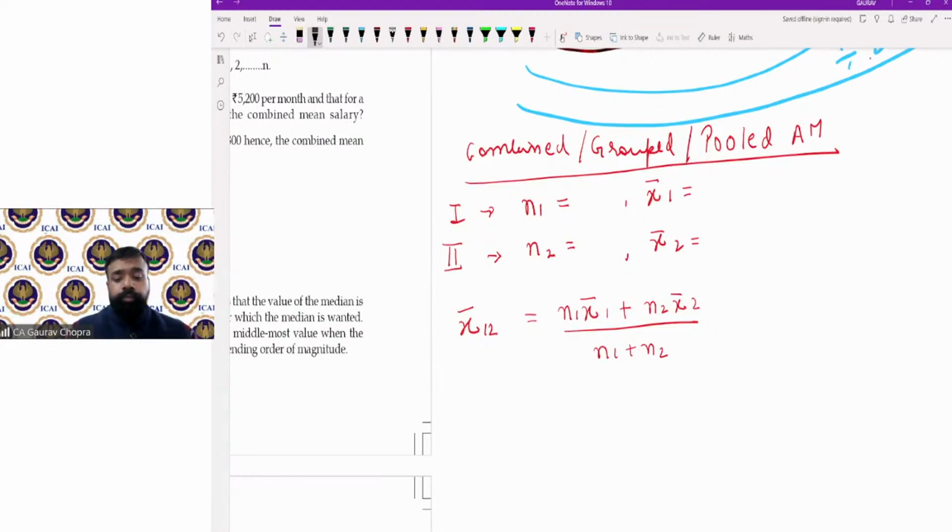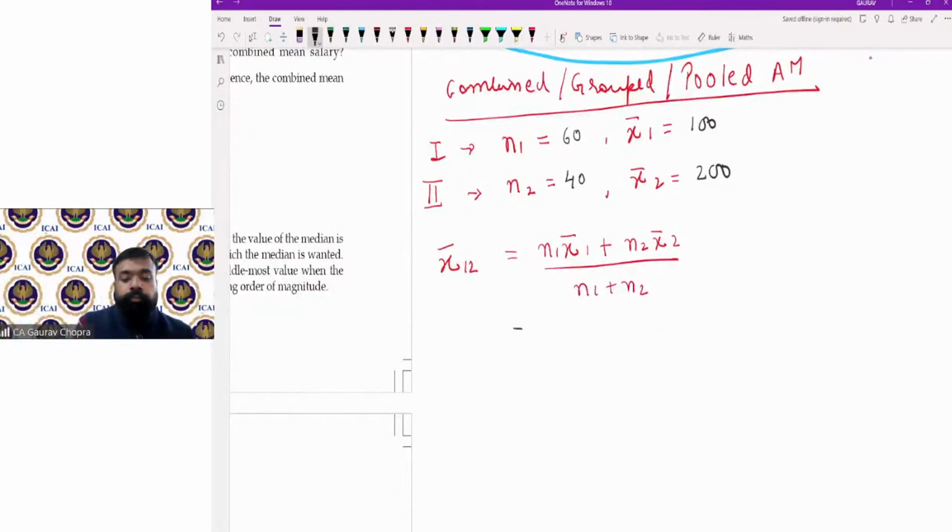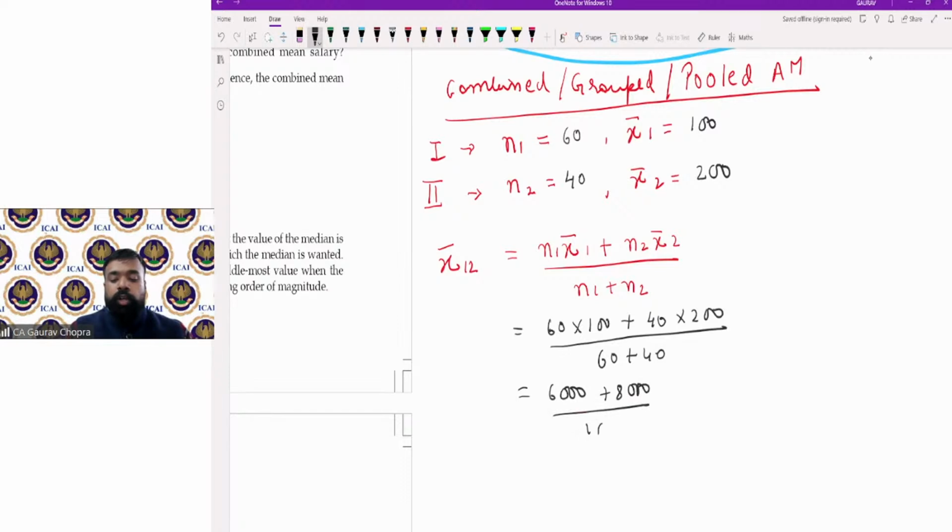Now, how to solve this? Let's take some figures. N1 is 60 and x bar 1 is 100. N2 is 40, x bar 2 is 200. These are the given figures. Now, let's apply this. So 60 into 100 plus 40 into 200 divided by 60 plus 40. Let's simplify. 6,000 plus 8,000 upon 100. So 14,000 divided by 100. How much are we getting? 140. So this 140 is the combined arithmetic mean.